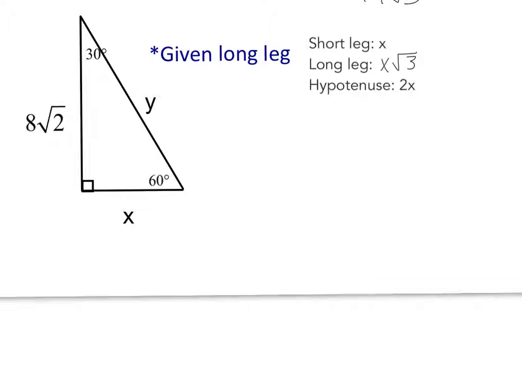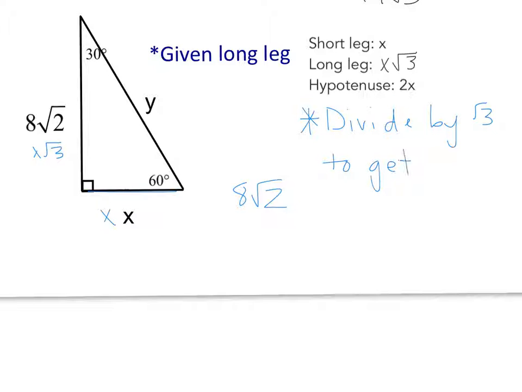Now let's take a look here at given a long leg. So we are given the long leg of x square root of 3, and let's get to the short leg here, which would really just be x, and that's what it's called, x. So if we're given 8 square roots of 2, and we need to get to just x, what we have to do is divide by square root of 3 to get the short leg. So again, we want to get from here to here, and so we just want x. So we're going to divide by square root of 3. But when we divide by square root of 3, now we have a radical in the denominator, and we can't have that. So we have to multiply by what's in the denominator.